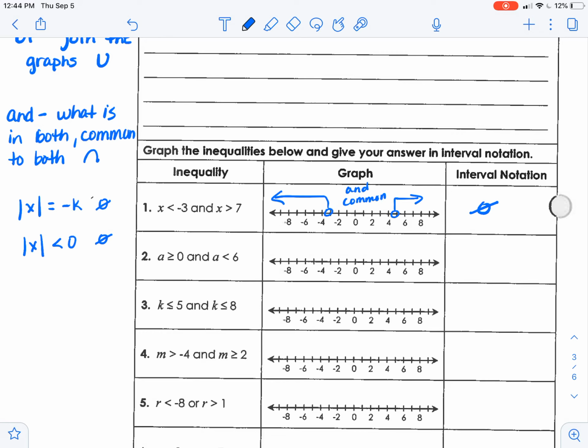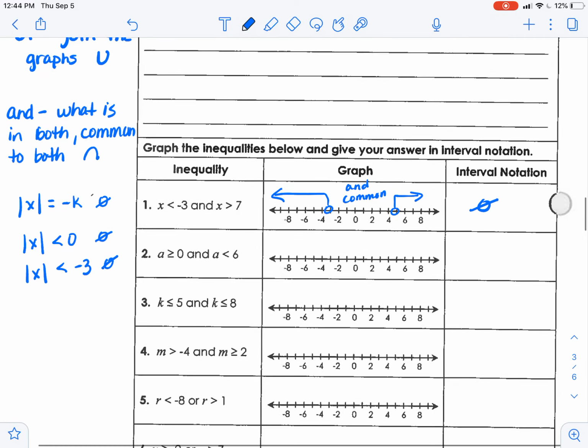Now, it doesn't have to be 0, because I also could say, when is the absolute value less than -3? Well, again, if it can't be less than 0, it definitely cannot be less than -3. Okay? So there will be some absolute value equations where you're going to come up with a no solution. When you graph, they will not have anything in common. And again, we'll talk more about that later. But okay, let's do another one here.